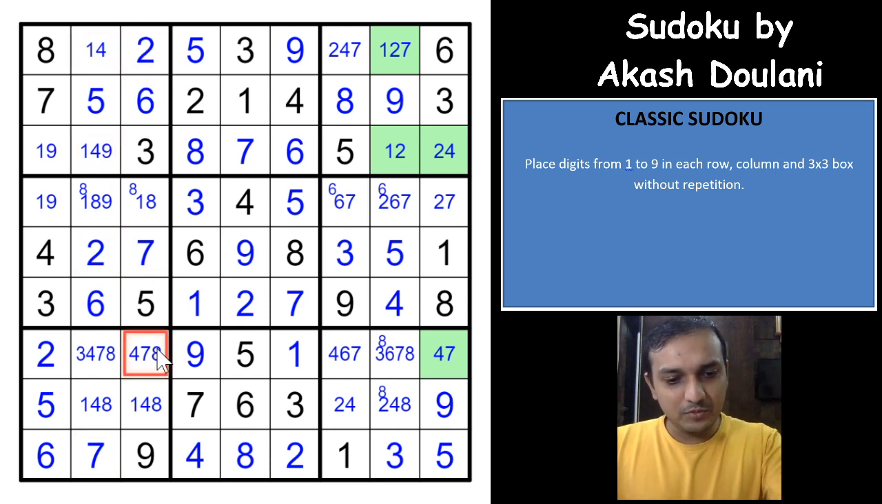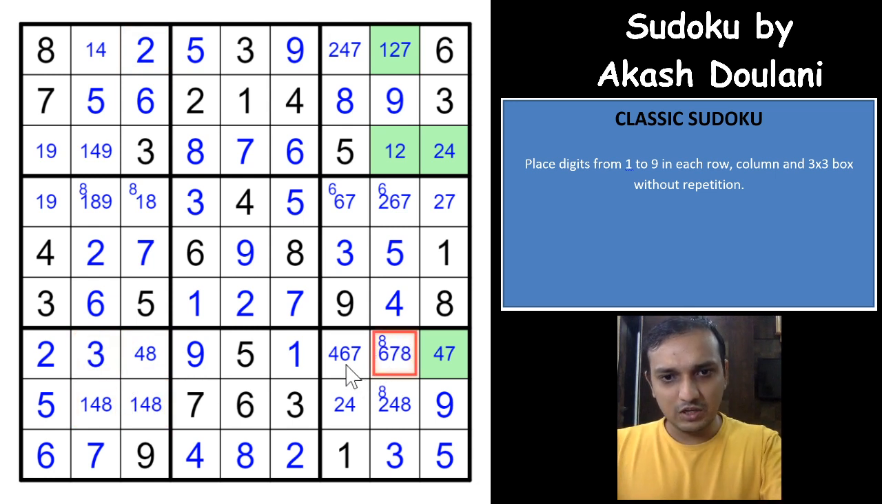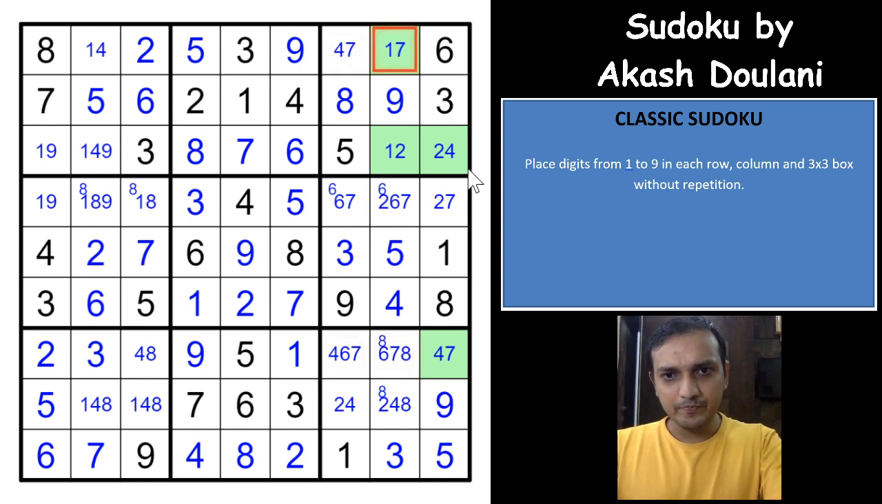And that eliminates 7 from this cell, 7 from this cell. 1, 3, 4, 8. So that gives you a 3 in this cell. Eliminates 3 from this cell. 6 would have to be in one of these 2 cells. Okay. 2 is eliminated from this cell and this cell. 2 would have to be in one of these 2 cells.